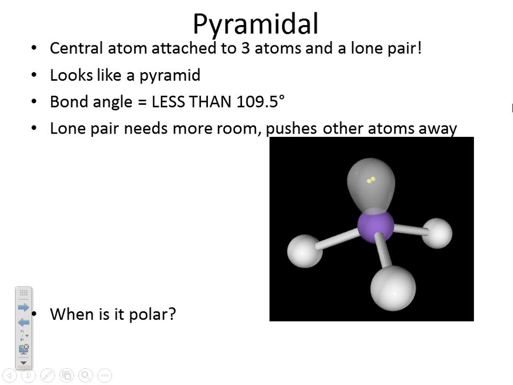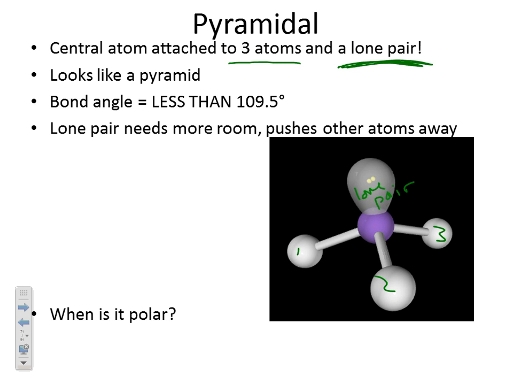Next up is our pyramidal shape. So now we have a central atom that's attached to 3 atoms, but we also have a lone pair on our central atom, right? So we have 1, 2, 3, but then our lone pair. That's what this bubble is. It looks like a pyramid, which is why it's called pyramidal, because the central atom would be the top of the pyramid, and then the pyramid would have 3 sides. This shape is actually related to the tetrahedral shape.